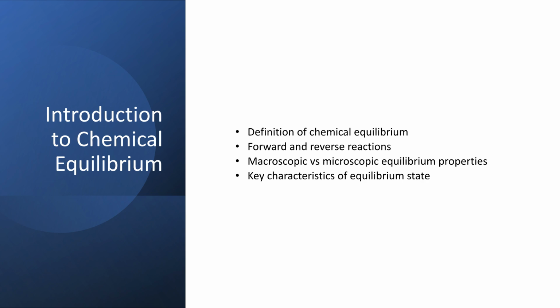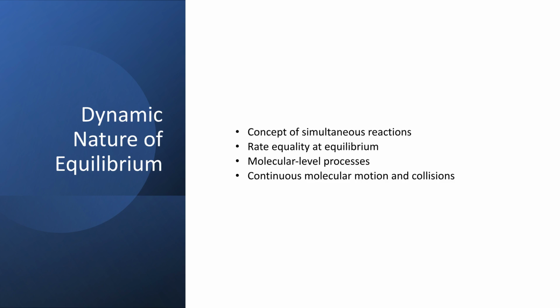We begin with an introduction to chemical equilibrium. This is defined by the balance between the forward and reverse reactions, where the macroscopic properties remain constant, though changes occur at a microscopic level. The dynamic nature of equilibrium highlights that reactions are simultaneous. At equilibrium, the rates of the forward and reverse reactions are equal, involving continuous molecular motion and collisions.